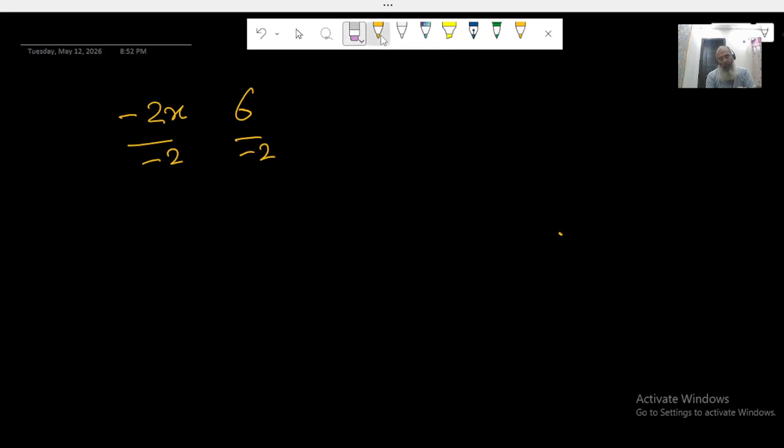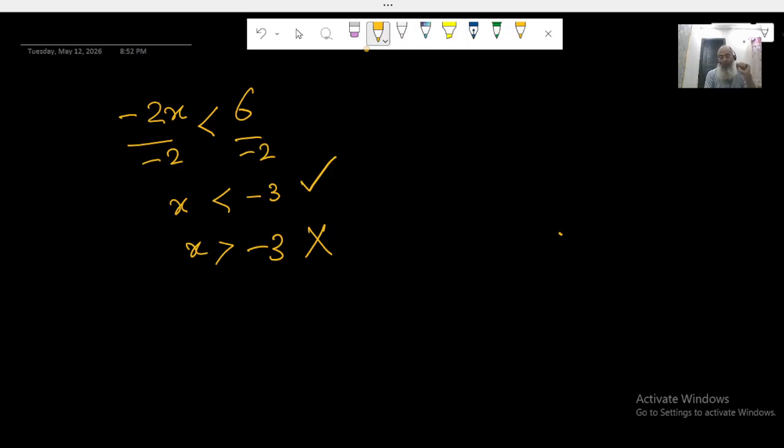I will write it like this. Now it is x less than minus 3. If I don't flip it, my answer will be x is greater than minus 3, which is actually wrong. This one is correct. So this is the number one mistake in exams, remember, and avoid it.